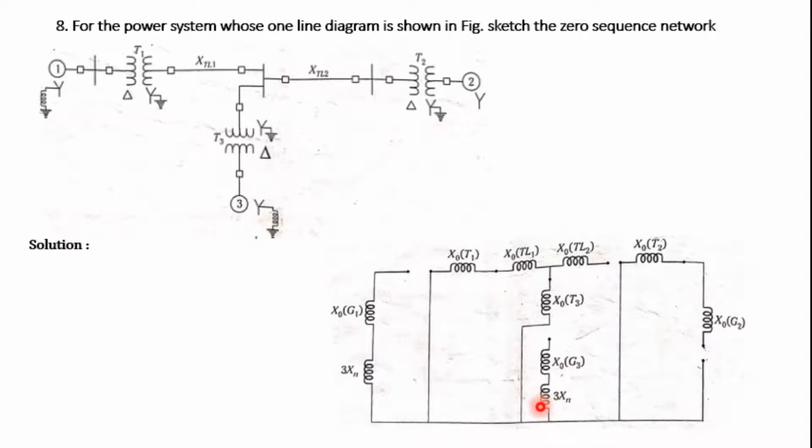So we should have an idea of when we should connect the series switch and the shunt switch. That's why when we are drawing the zero sequence network, you should be very careful.